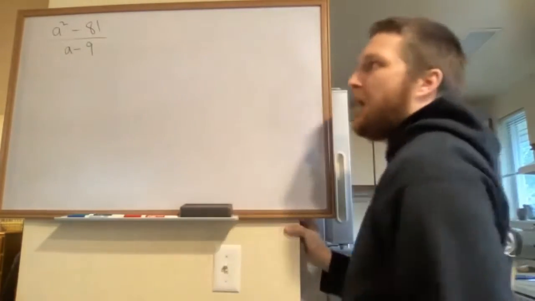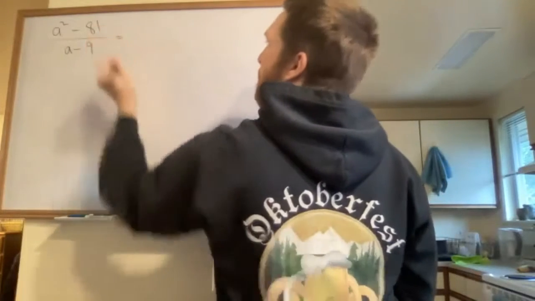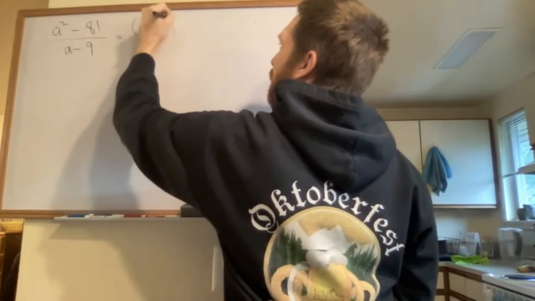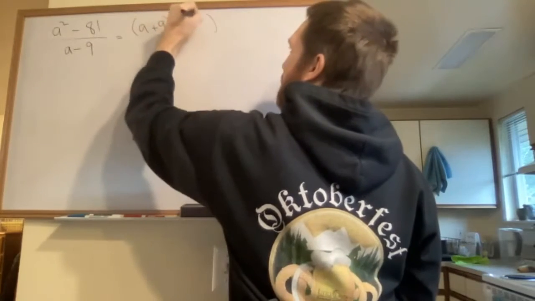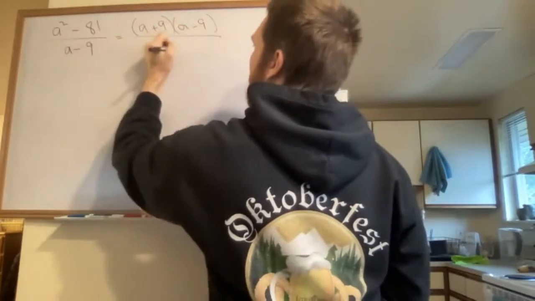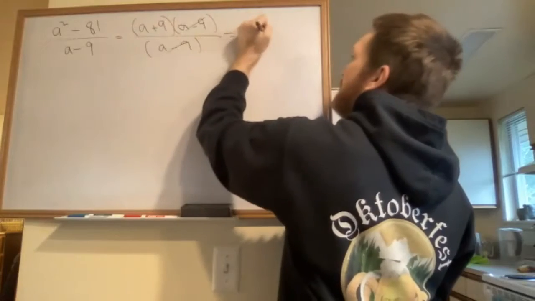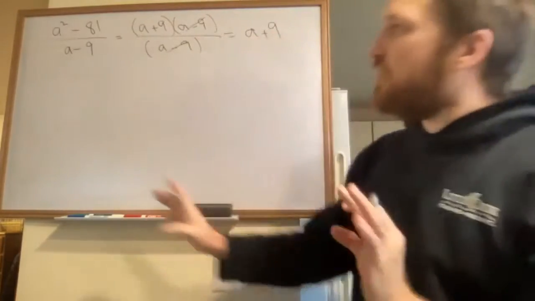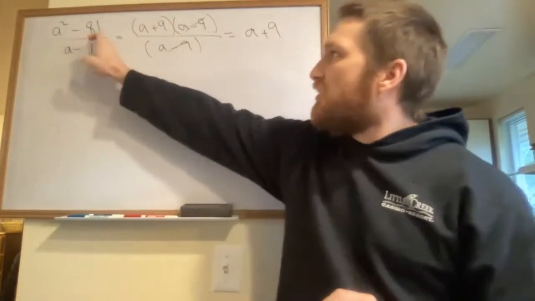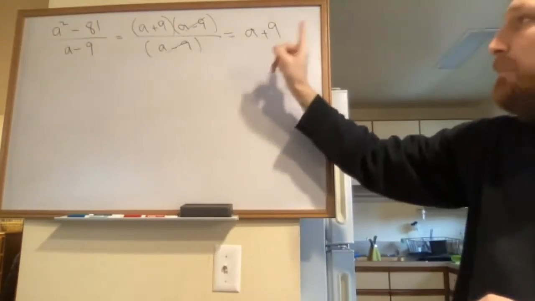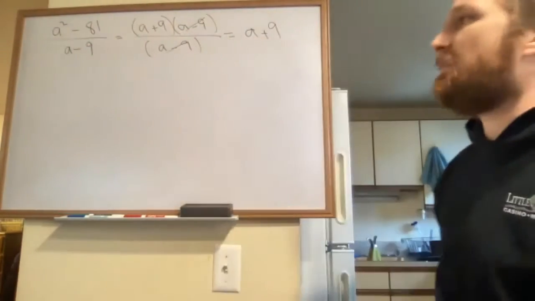Can we factor the top? It's a plus 9 times a minus 9. And then the a minus 9 cancels, and it's a plus 9. If everything's consistent, we should be able to use our polynomial long division to take this, divide it by that, and we should get a plus 9. Let's see if it works.